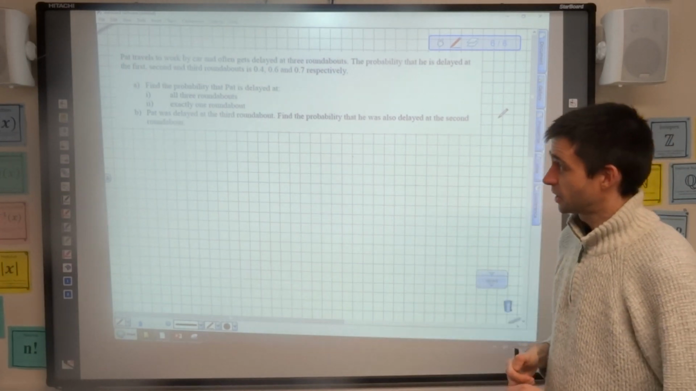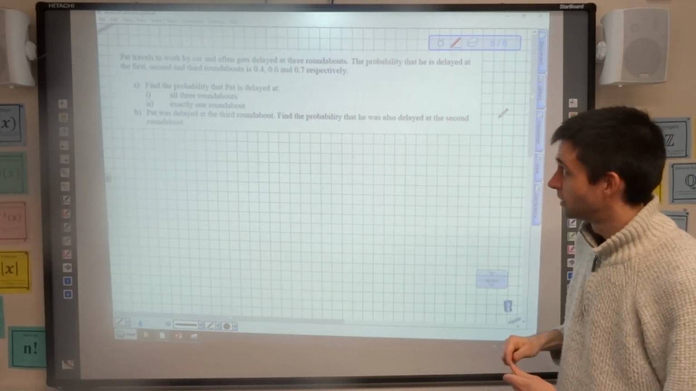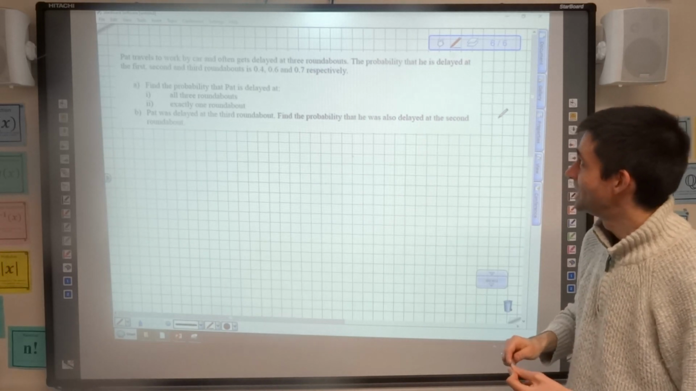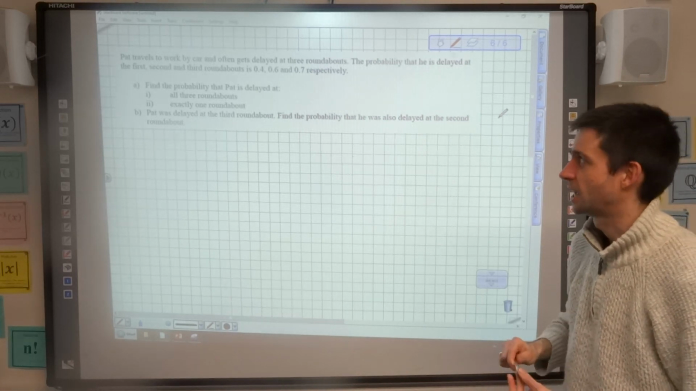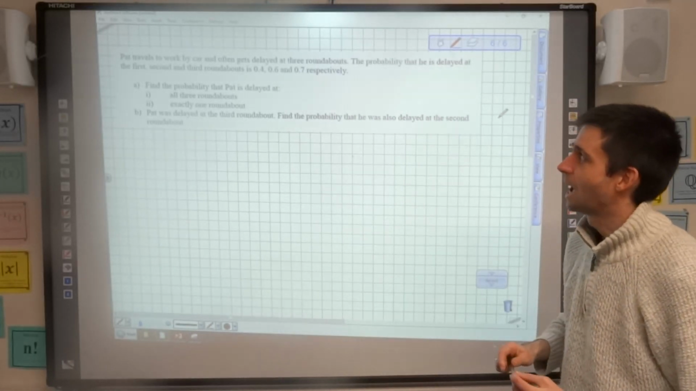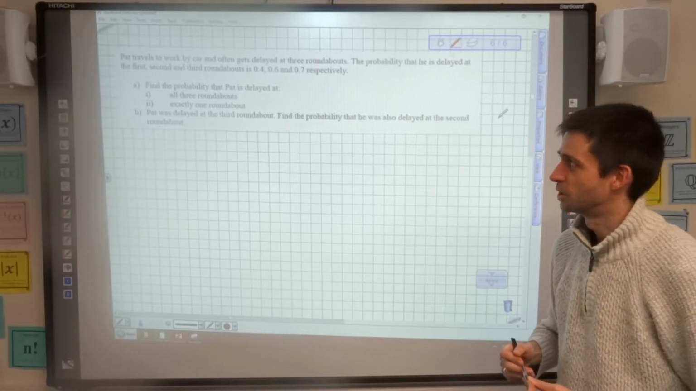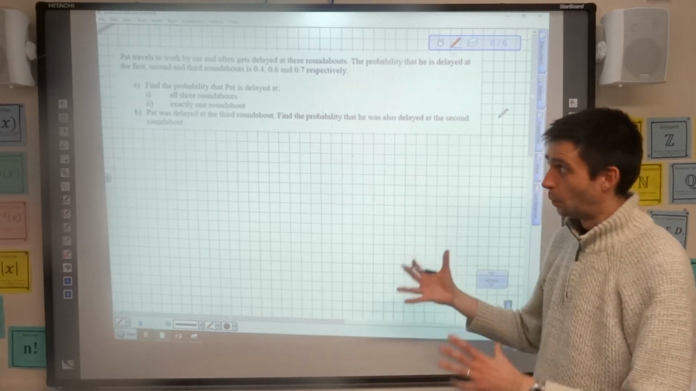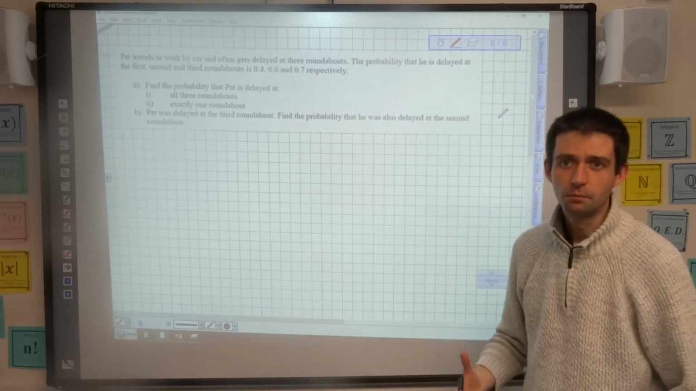Okay, so we've got this scenario here. Pat travels to work by car, often gets delayed at 3 roundabouts. The probability that he is delayed at the first, second and third roundabouts is 0.4, 0.6 and 0.7 respectively. We're being asked to find the probability that he's delayed at all 3 roundabouts and then exactly 1 roundabout.